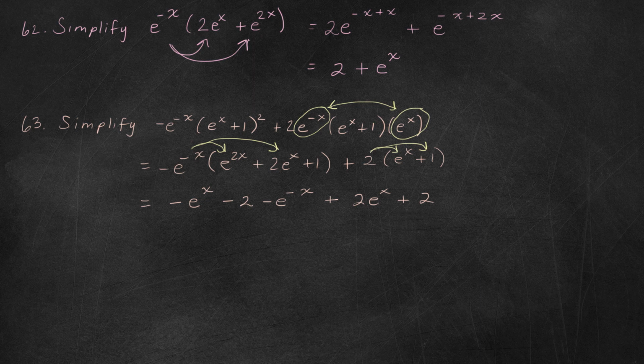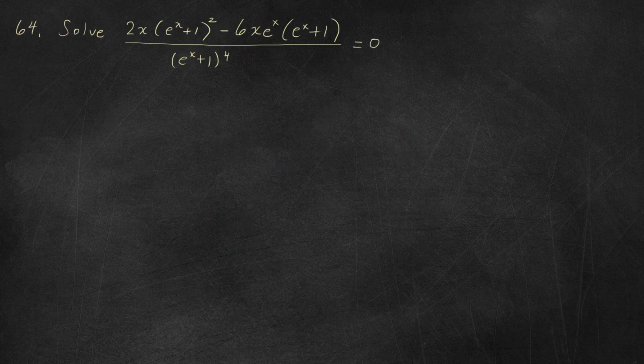And we have some like terms that we can combine. We've got this negative e to the x and 2e to the x. We also have our constant terms, negative 2 here and a positive 2 here. So negative 1e to the x plus 2e to the x is just e to the x. Minus 2 plus 2 is 0, minus e to the negative x. And if we want to rewrite that without the negative exponent, we have e to the x minus 1 over e to the x.